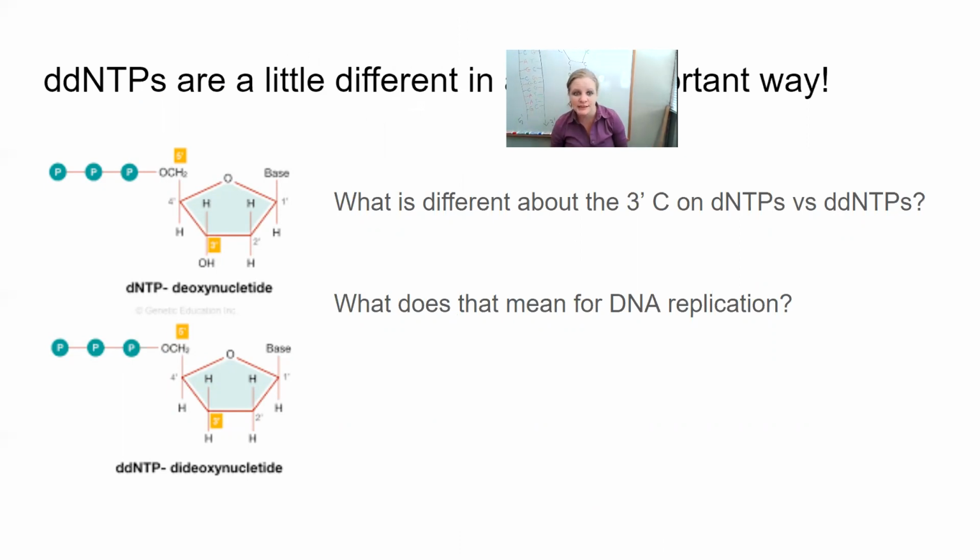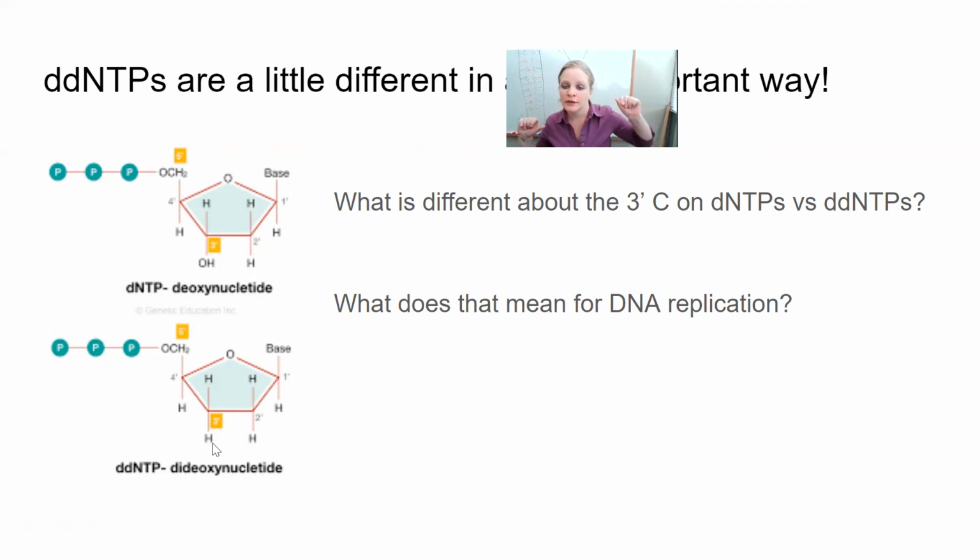What is a ddNTP? Well, remember that d stands for deoxy. So that means in this dNTP that we have here, on our second carbon, our 2' carbon, we are missing an oxygen atom. But in our ddNTPs, that's our dideoxy, that means that on our 3' carbon, remember 3' was important, we're missing an oxygen atom on our 3' end.